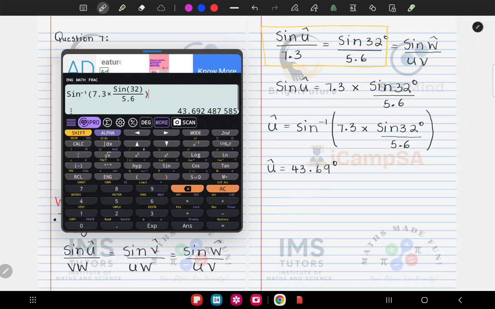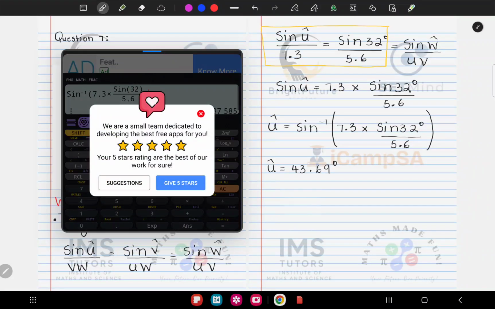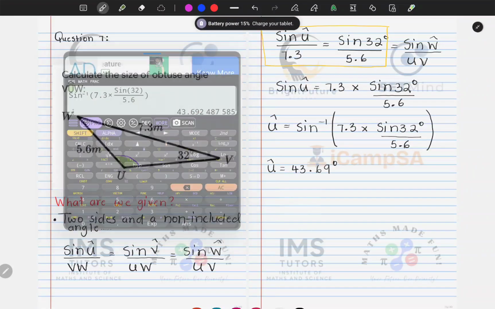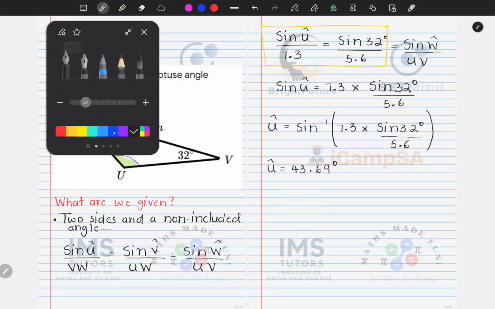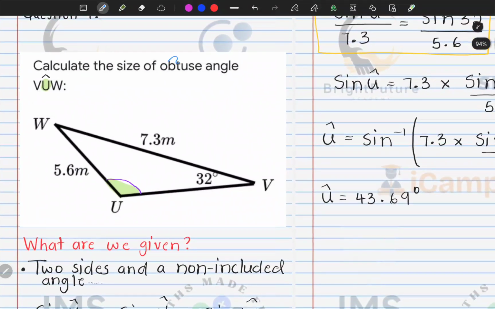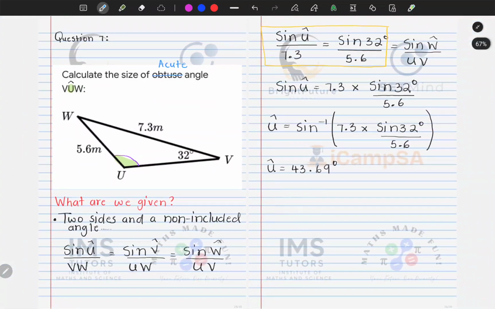So we should make sure that we do correct that. What we have here is not obtuse. It is rather acute. Okay. Very important. So that is what our angle is. And remember that usually these diagrams are not drawn to scale. So you should be careful of that.